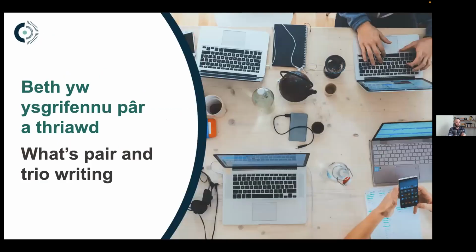So what's pair and trio writing? Basically, pair writing is a technique to collaborate in the production of content. It's about two people sitting to write together. And trio writing adds an extra person. And you can do this remotely, or you can do it in the same room, but just bear in mind that I'm going to be thinking about doing it remotely. It should be fairly straightforward to adapt it to meet your needs and do it in the same room.